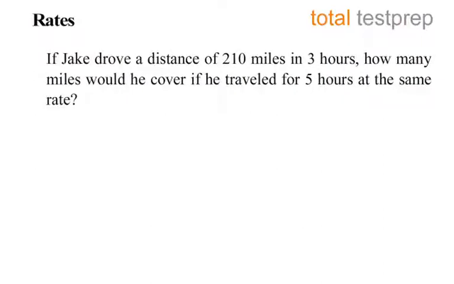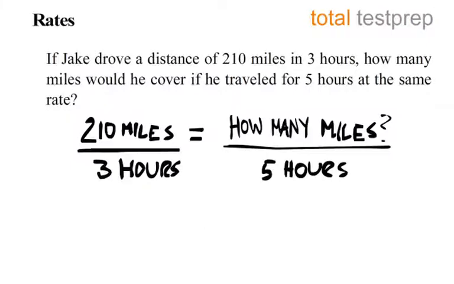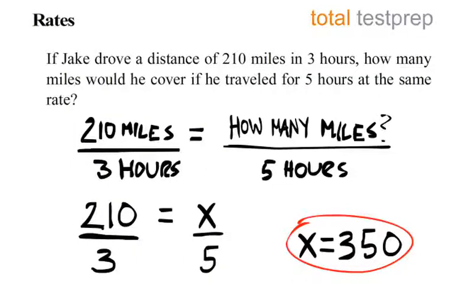So if Jake drove a distance of 210 miles in 3 hours, how many miles would he cover if he traveled for 5 hours at the same rate? Well, we set up a proportion. If you can do 210 miles in 3 hours, that's how many miles in 5 hours? The algebraic equation then is 210 over 3 is equal to x over 5, and once you solve the algebra, you get that x is equal to 350. So, if Jake drove a distance of 210 miles in 3 hours, he would travel 350 miles if he traveled for 5 hours at the same rate.